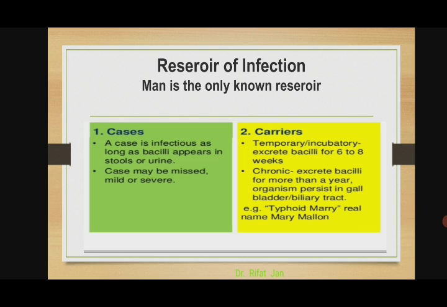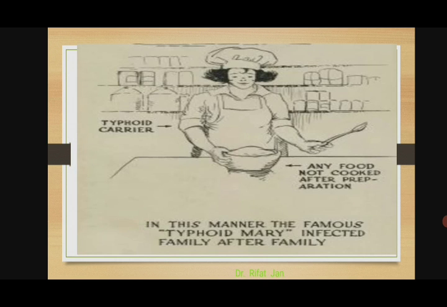Then there are chronic carriers. They are the ones which secrete bacilli for more than a year, and the organism lives in the gallbladder or the biliary tract. One classical example of a carrier is Typhoid Mary. Her real name was Mary Mallon. She was a maid who used to cook food for many families, but she was a typhoid carrier, and through food which was not properly cooked, she infected around 1,300 people at a go.